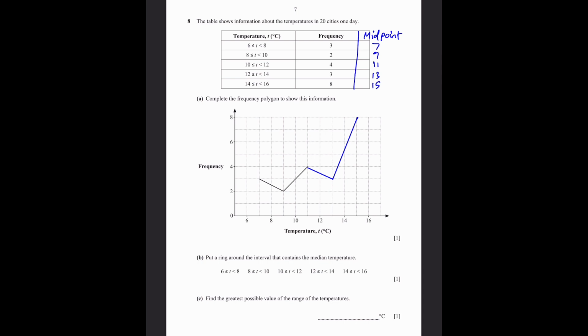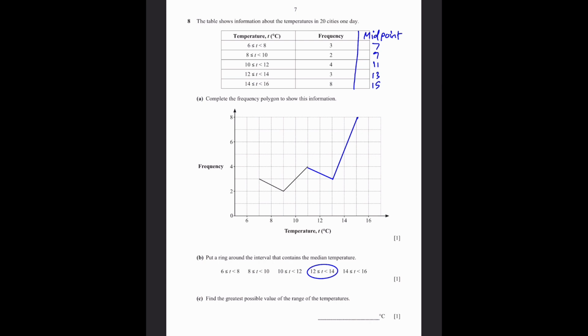So the median is 20 plus 1 by 2, which is 10.5. Because there are 20 cities, we do 20 plus 1 by 2. 10.5, and that means it is the 10th plus 11th values divided by 2. So where can we find 10th and 11th values? Here it's 3, 4th and 5th are here, 6, 7, 8, 9 are here, 10, 11, 12 are in this one. So this interval contains the median temperature.